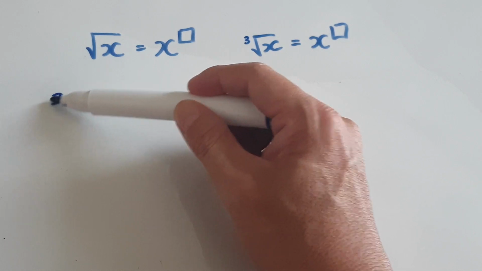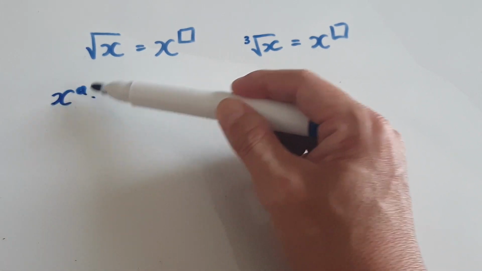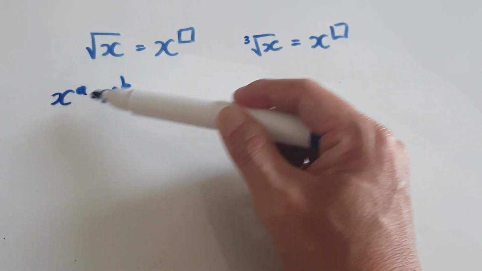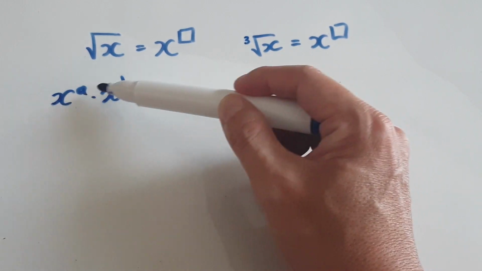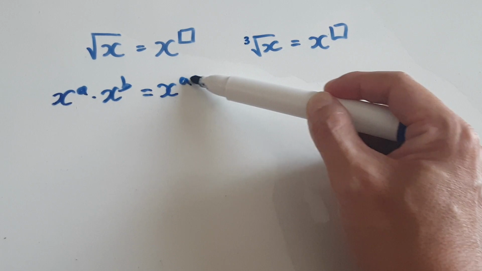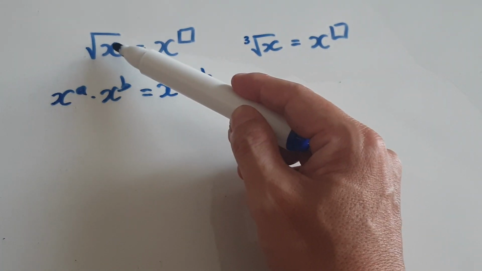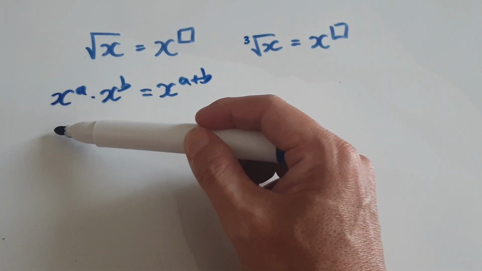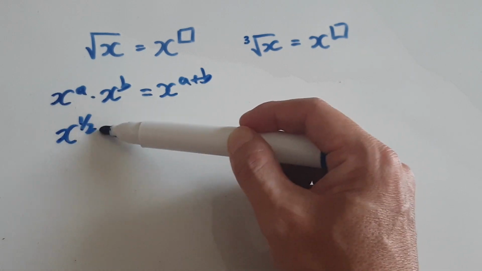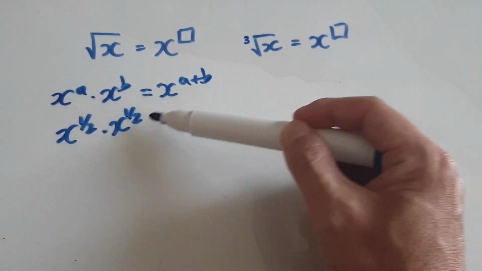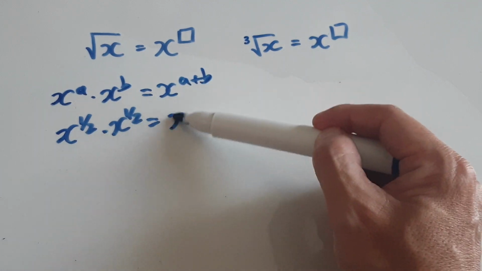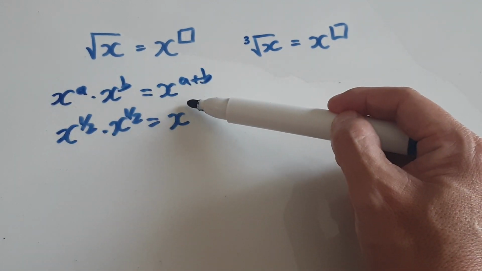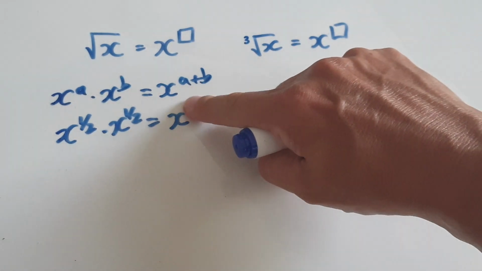To understand this, let's remember that x to the power of a times x to the power of b is really you adding up these two indices. So I'm expecting you to know this. So for the square root, consider this. Consider x to the power of a half times x to the power of a half. You would really add the two indices together. So that would give you x to the power of half plus a half, which is 1. X to the power of 1 is just x.